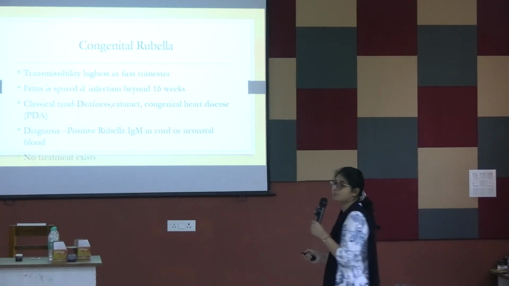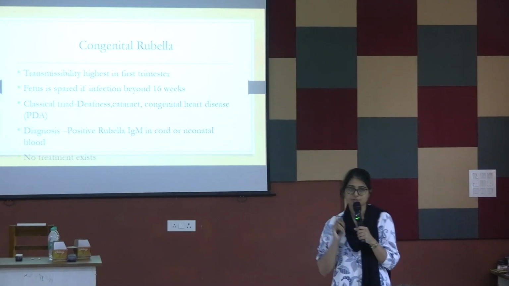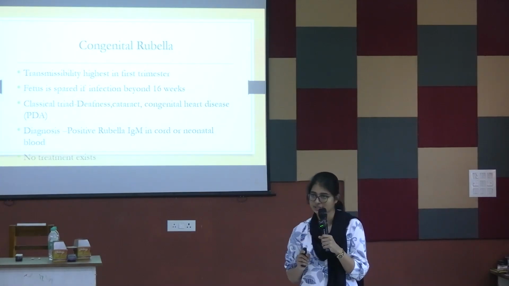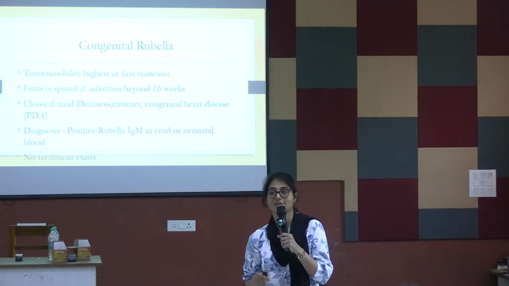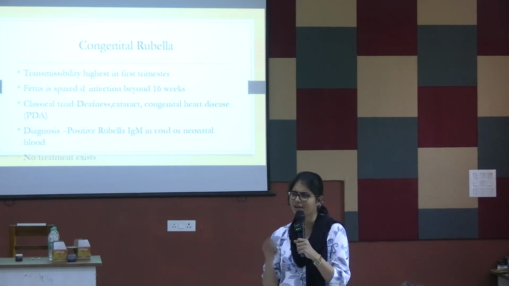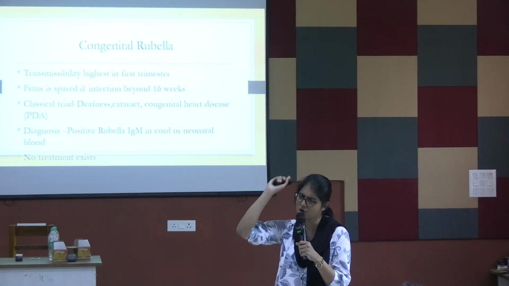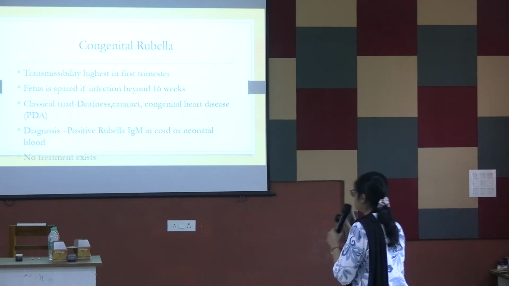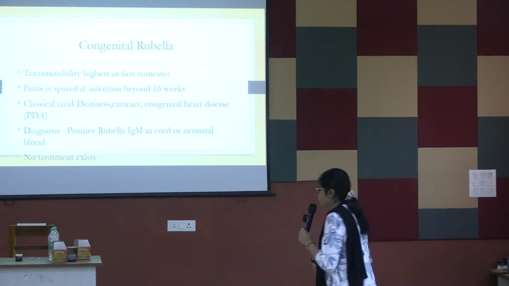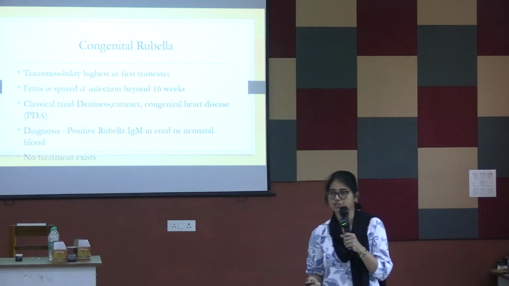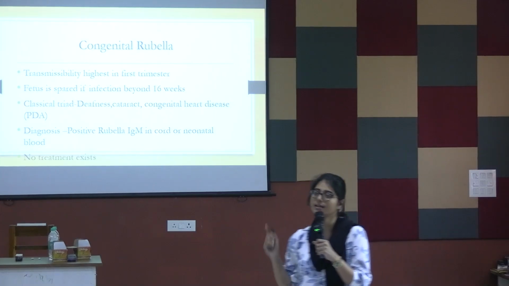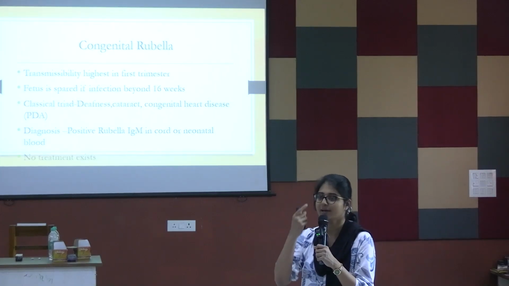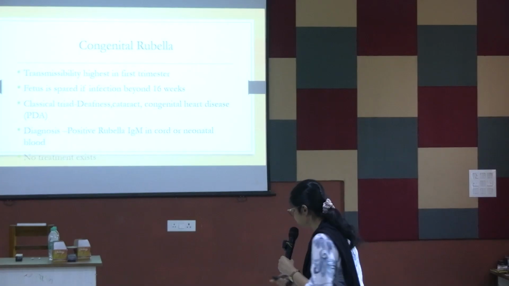Rubella IgM will be positive because there are two types of antibodies, IgM and IgG. IgM means recent infection. IgG may be positive. IgG means the infection might have occurred before. It is not recent. Okay, IgM means there is current infection. But unfortunately, there is no treatment of congenital rubella. We will have to treat the complications like deafness, cataract and PDA.